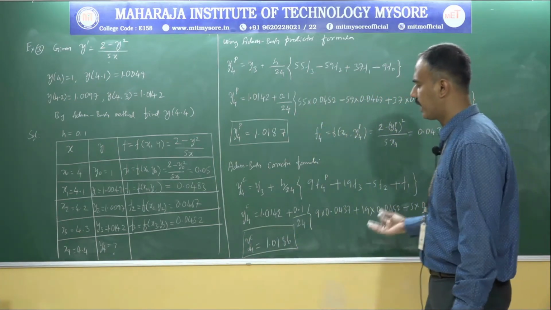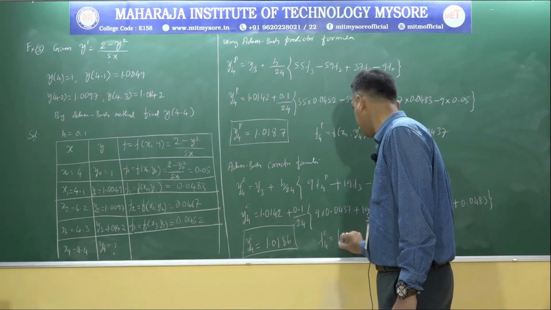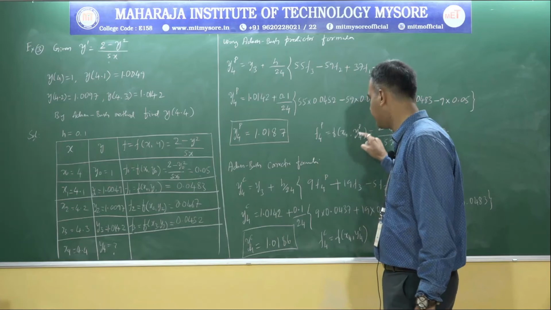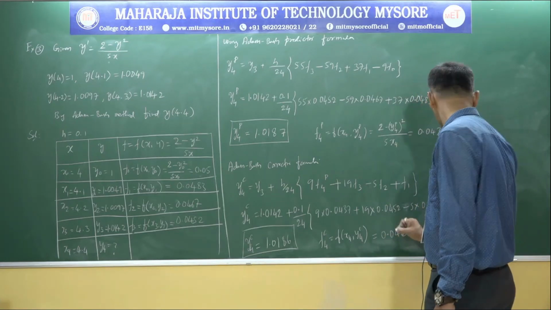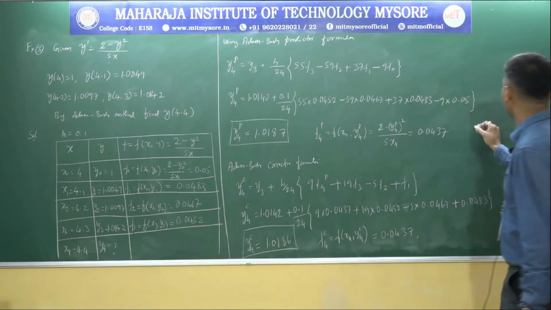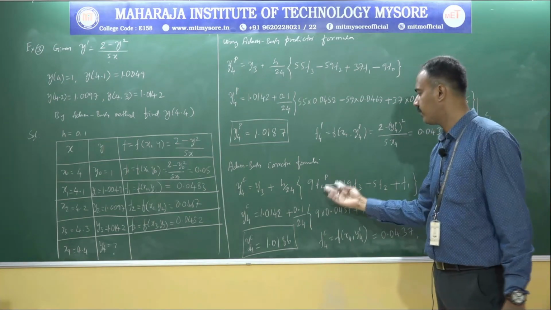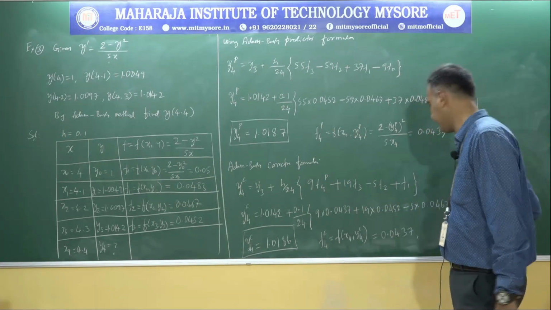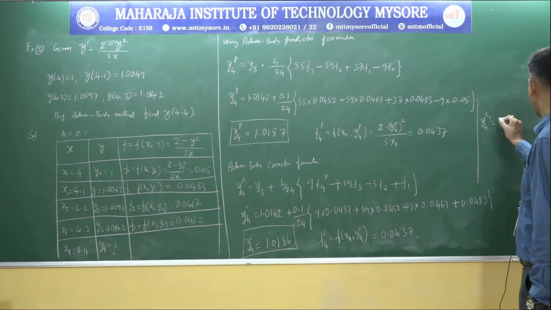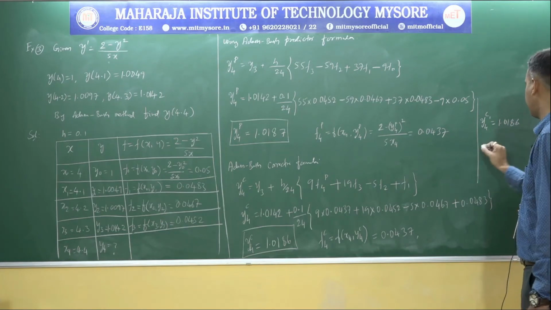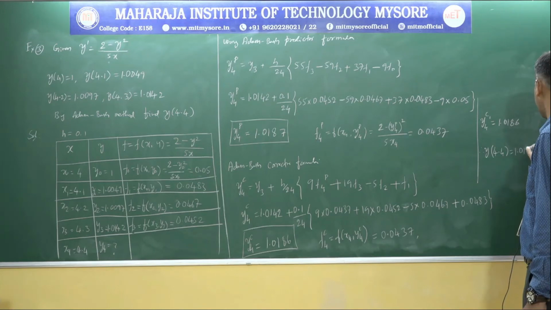Now, for a more accurate result, one more time we apply the same procedure. We assign f4c as f of x4 comma y4c, so the predictor value is replaced with the corrector value. After simplifying we get 0.0437. Finally, in the same expansion, in place of f4p we replace f4c, with the remaining terms the same. After simplifying with the calculator we get 1.0186. Therefore, y of 4.4 is 1.0186.